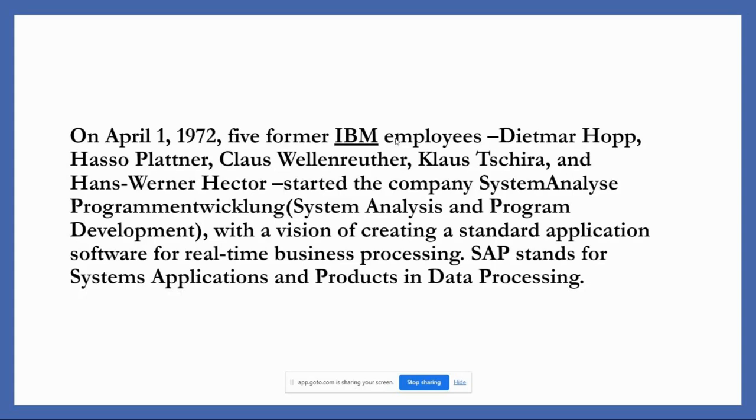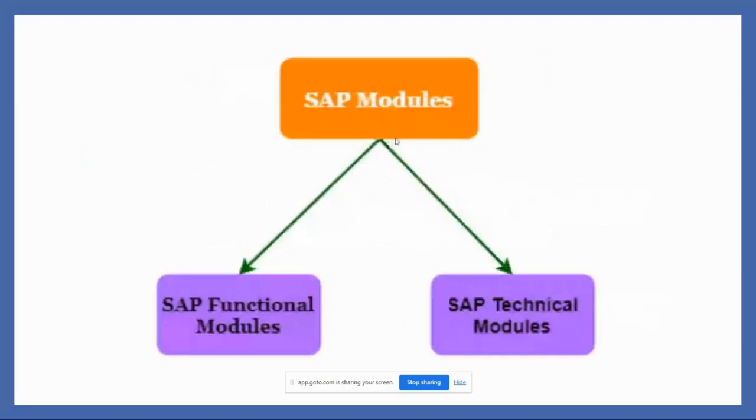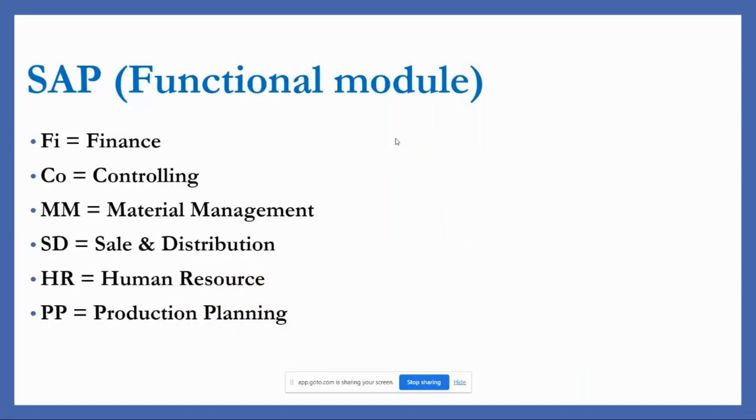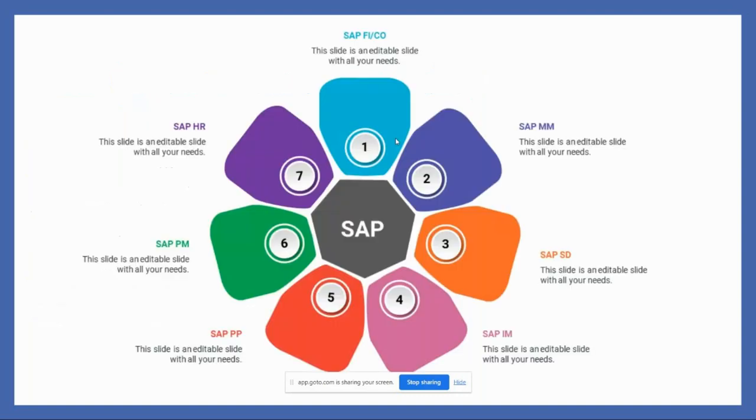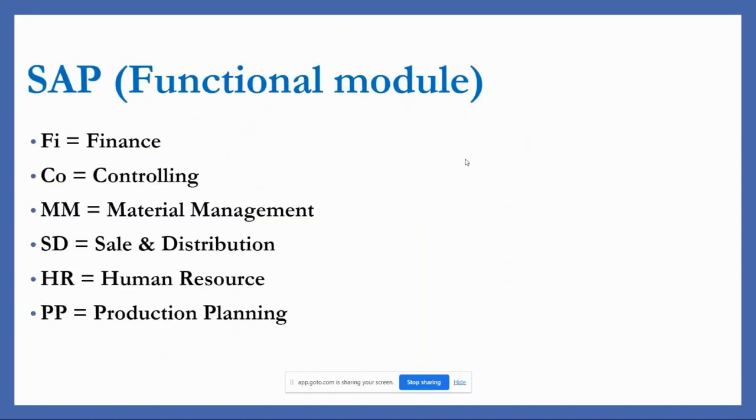Okay, next one. So business model, you don't have a question, but you must know what is functional model, what is technical model, because we are working only in FICO, that is FICO we are trying. So we don't have any question related to functional model or technical model, but you may be asked the full form of this. So full form of what is FI, what is CO, full form might be asked. Okay, so you can take a screenshot of this, then you can make a note of it.